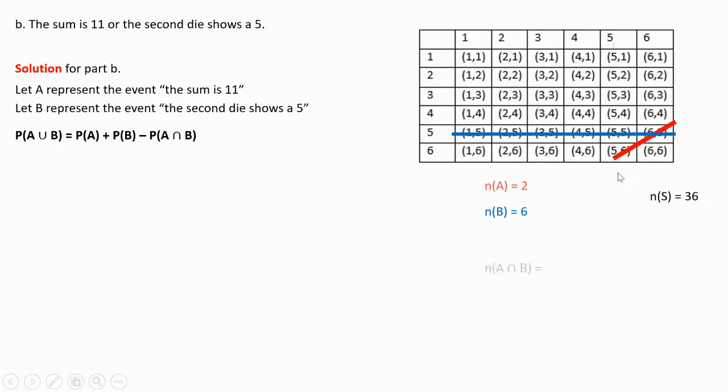So where do they intersect? A intersects B will be right there. So that's going to be 1. So here we go. The probability of A is going to be 2 over 36. The probability of B will be 6 over 36 minus the probability of A intersects B, which is 1 over 36. So 2 plus 6 is 8 minus 1 is 7. So that's your answer, guys.